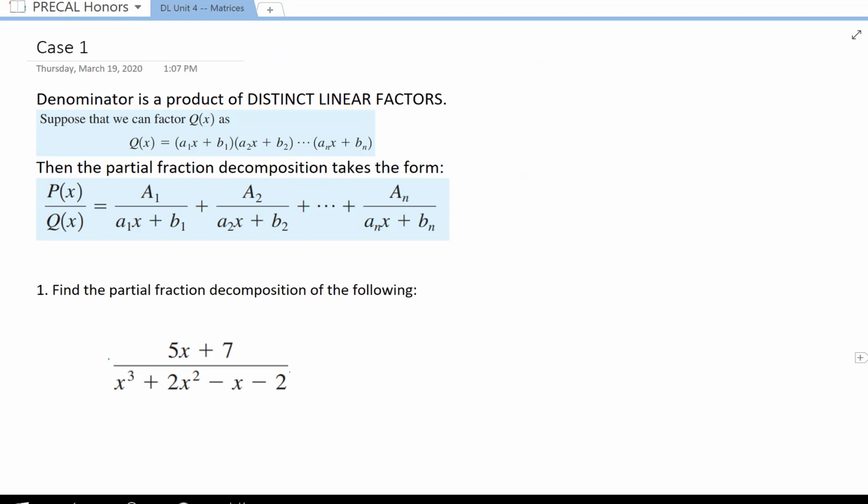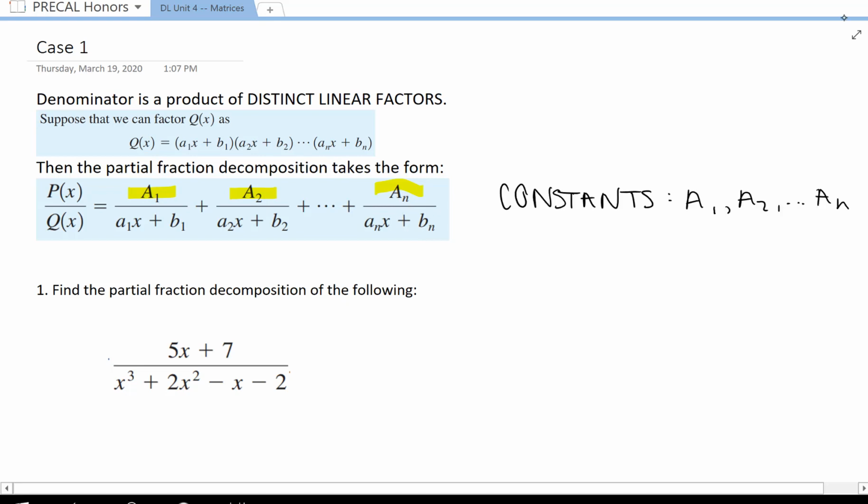Case 1. Denominator is a product of distinct linear factors. So you factored out Q of x. It's all linear factors, and the partial fraction decomposition takes the form A sub 1 over A sub 1 x plus B sub 1, then you have the constant A sub 2 over your second linear factor, and so on until you get the final linear factor. A sub 1, A sub 2, and A sub n are all constants, and I'm going to show you how to find those pretty soon.